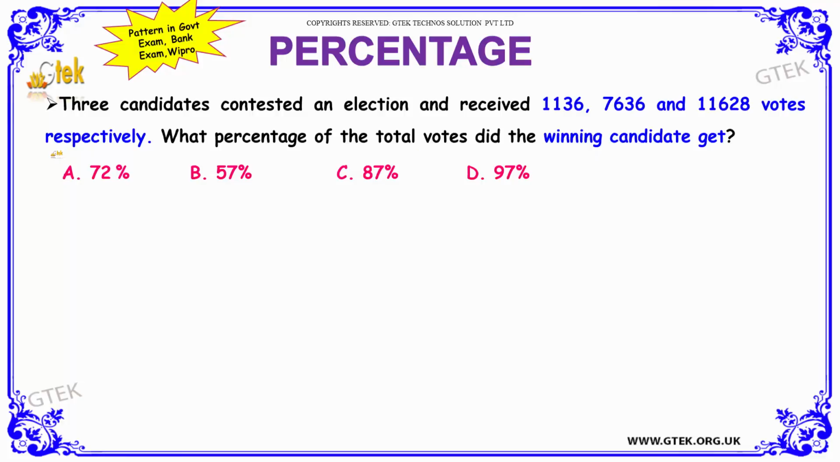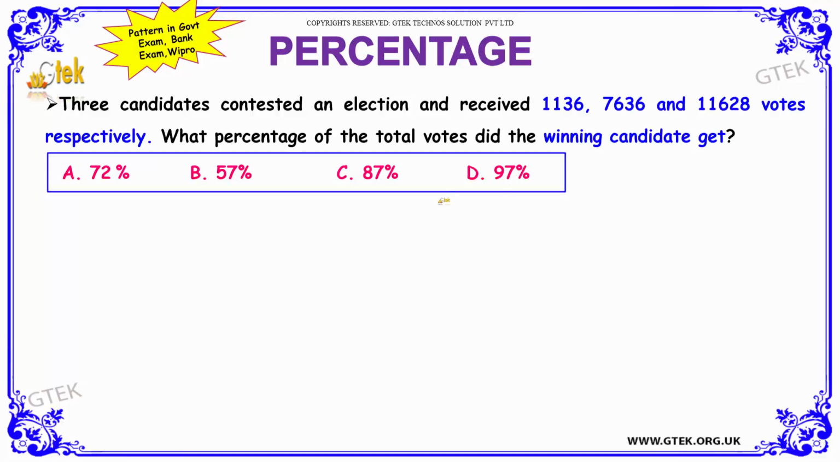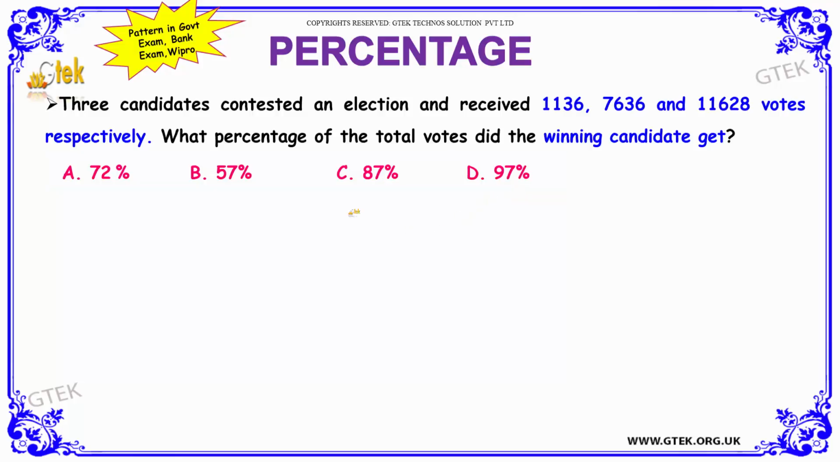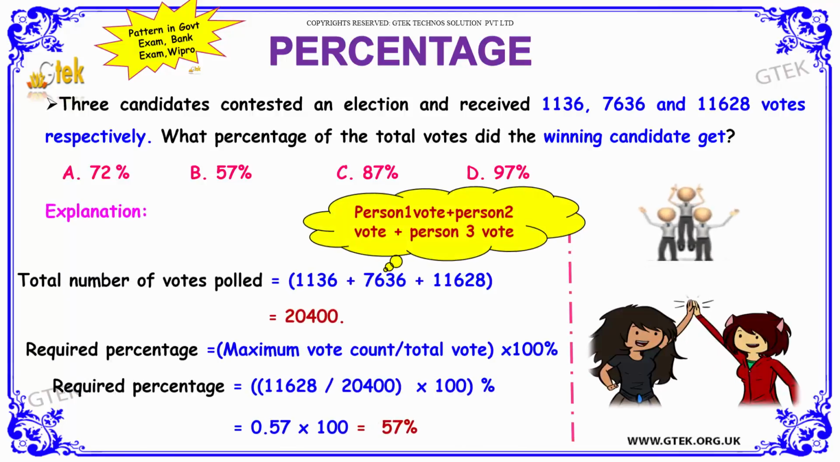We have our options as A. 72%, B. 57%, C. 87% and D. 97%. Well, this question is important as it has appeared in government, bank and Wipro exams. Let us see how to solve this.